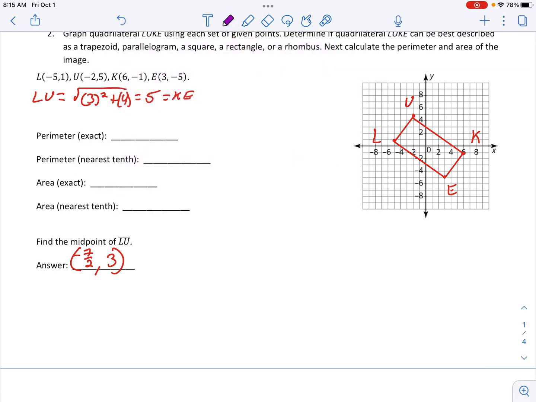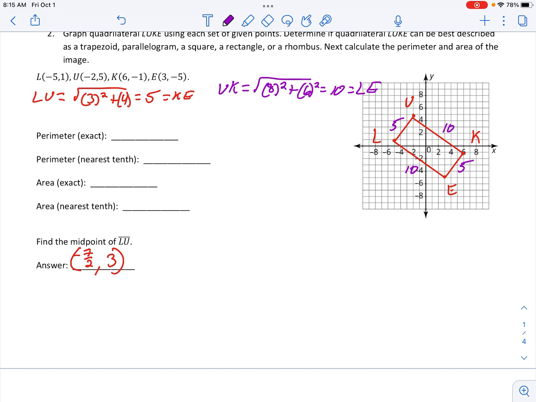And then I'm going to go ahead and calculate the other two sides, UK. So UK, change in the y's, change in the x's, gives me 8. Change in the y's, that gives me 6. Work it out, that gives me 10. Then I've already calculated the length of LE, and LE also turns out to give me a length of 10. So I have a 5, a 5, a 10, and a 10.